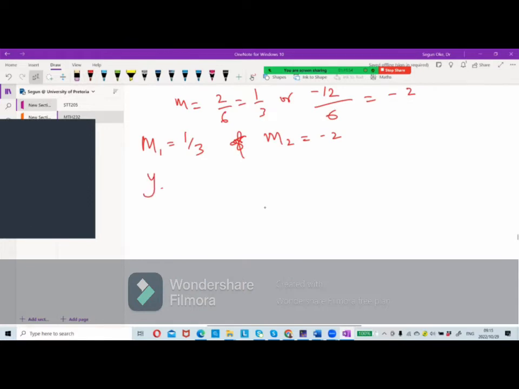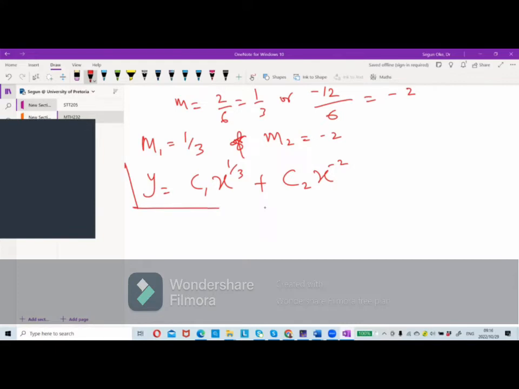What is your y? C1 s raised to the power 1 over 3 plus C2 s raised to the power minus 2. How many of us got this one?